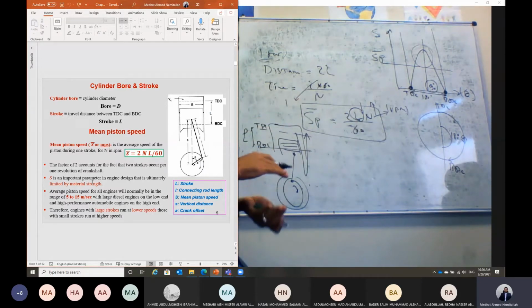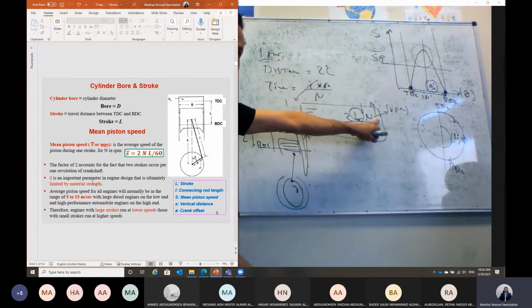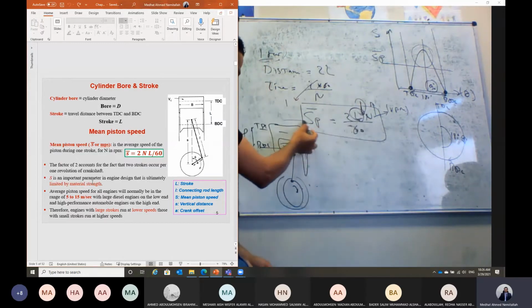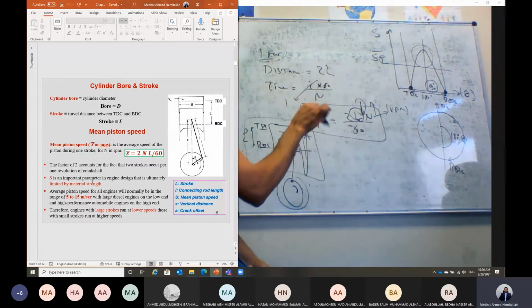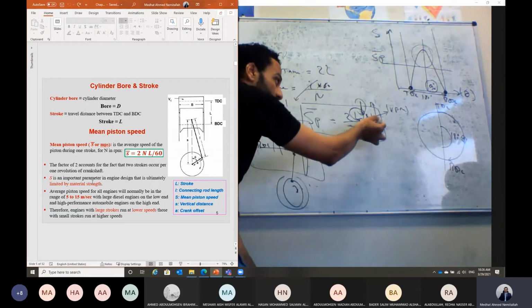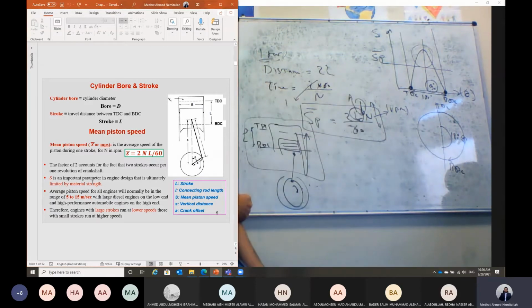That's why in the case of a gasoline engine, if you look at the engine height, because it is running at higher speed, it should have a lower stroke. So the height of the piston itself, the stroke distance, will be reduced in order to reduce the stresses on the engine. But in the case of a diesel engine, usually the RPM is low. So that's why we can increase the stroke distance.